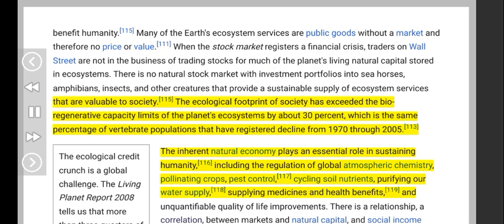The ecological footprint of society has exceeded the bioregenerative capacity limits of the planet's ecosystems by about 30%, which is the same percentage of vertebrate populations that have registered decline from 1970 through 2005.